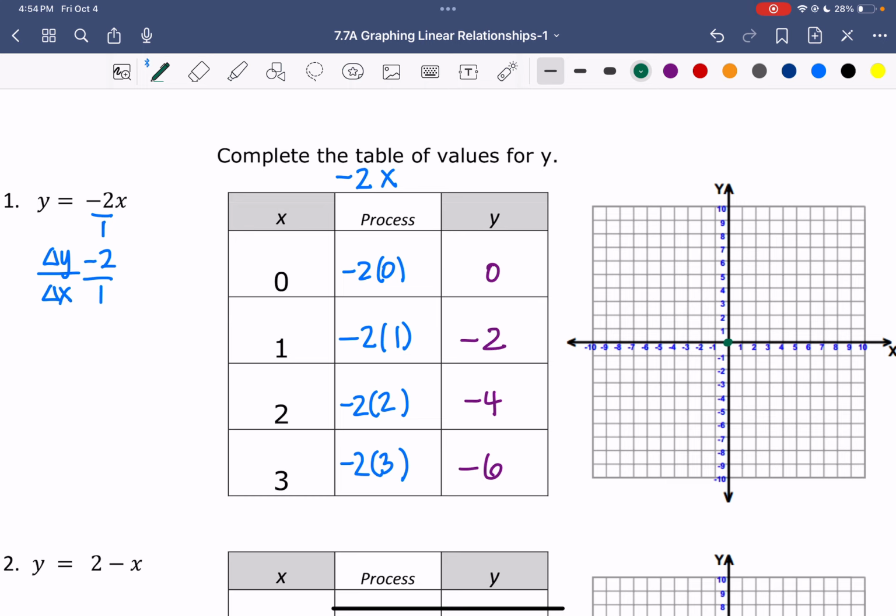I'll plot it right there. And then my next ordered pair is 1, negative 2. So I'll go over 1 and down 2. For the next one, I go over 2. I'll go down 4. And then for the last one is 3, negative 6.